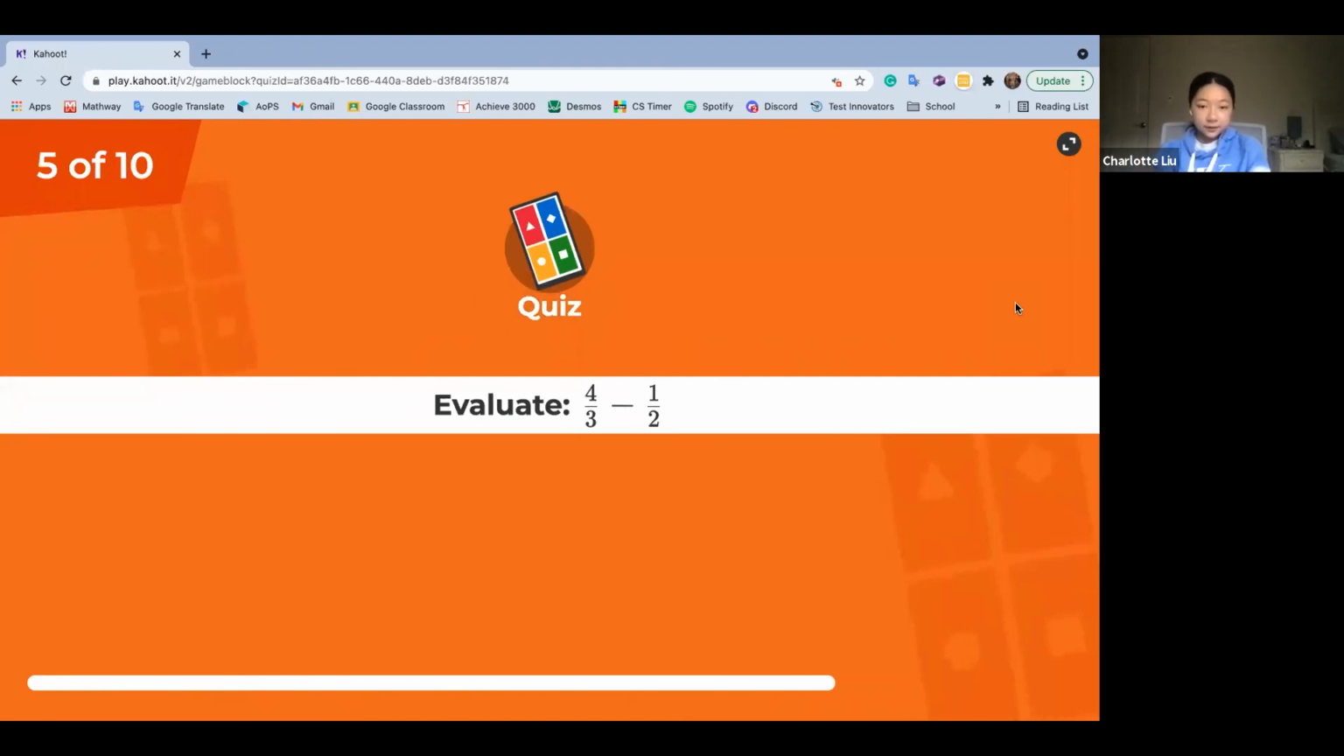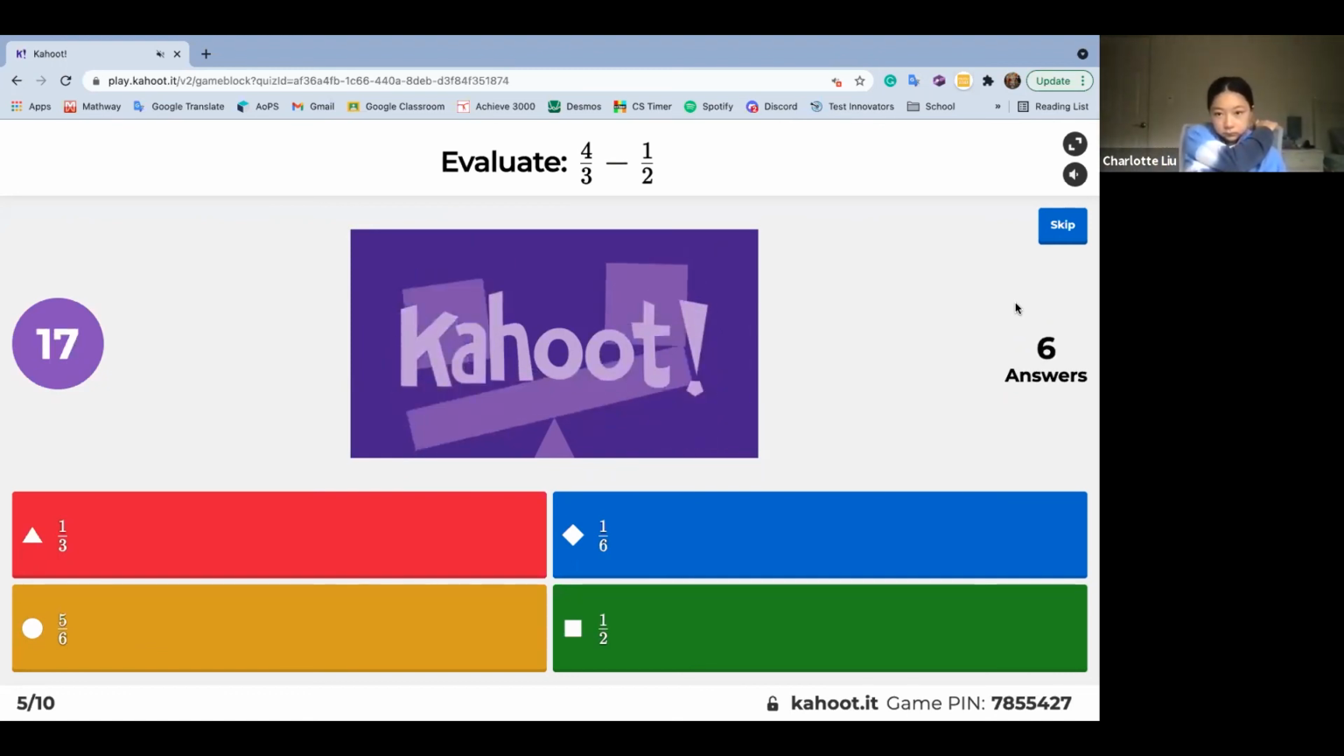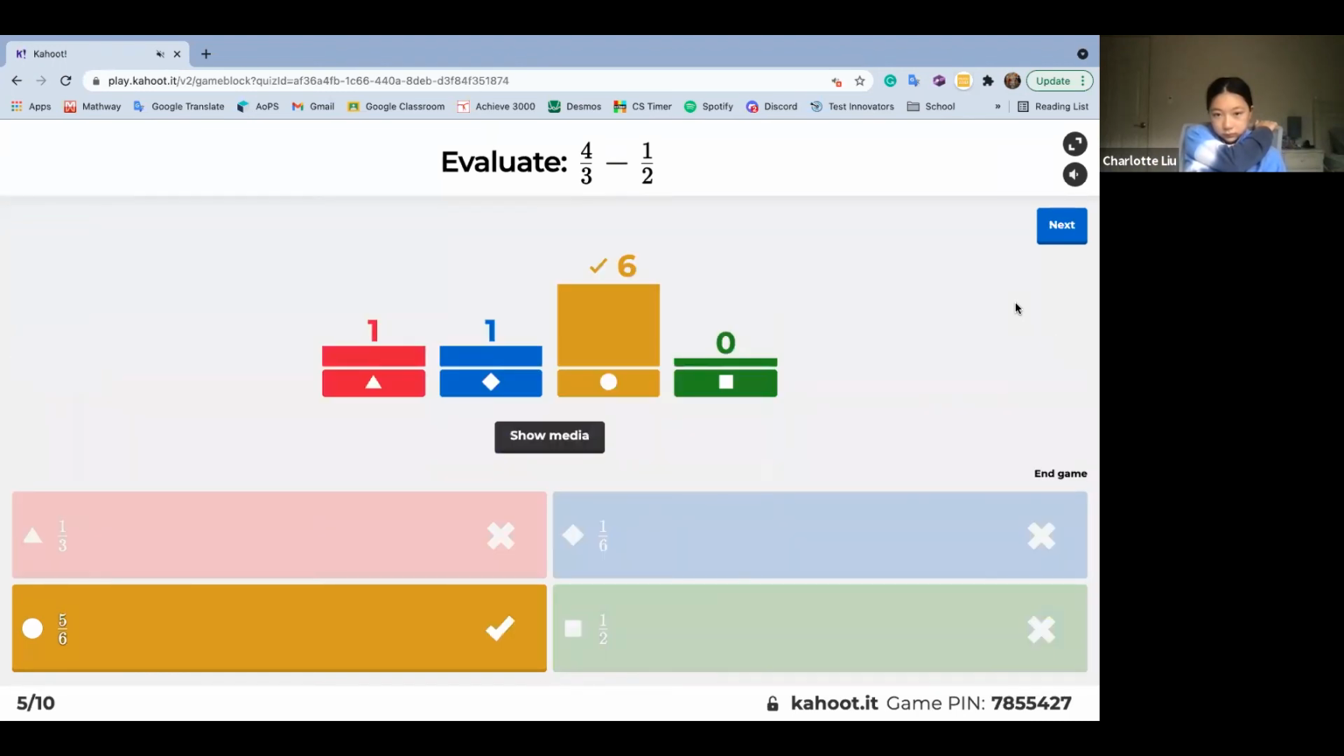Next, evaluate 4/3 minus 1/2. The answer is 5 over 6. You would first have a common denominator, which is 6. So you have 8 over 6 minus 3 over 6, which is equal to 5 over 6.